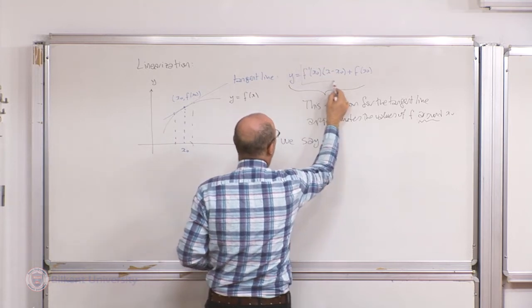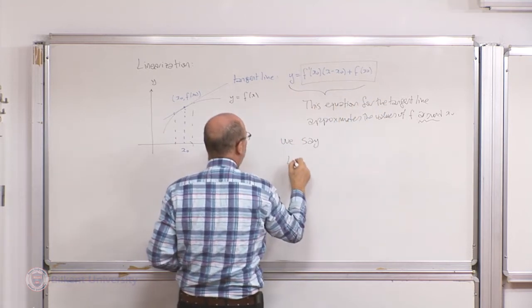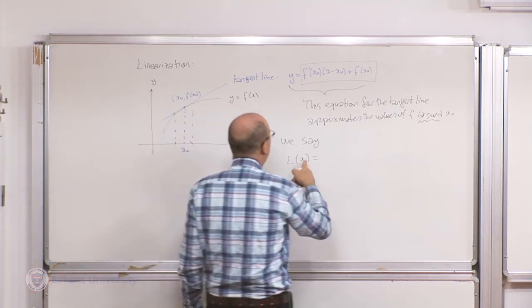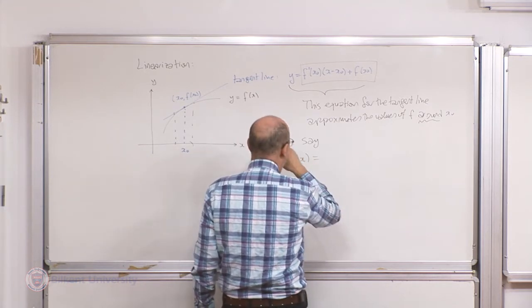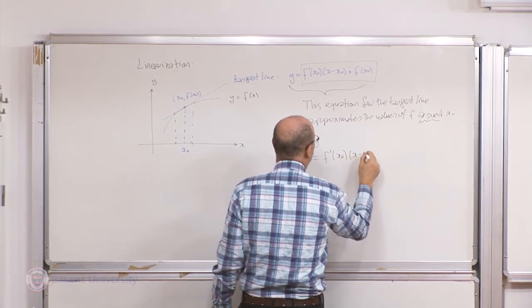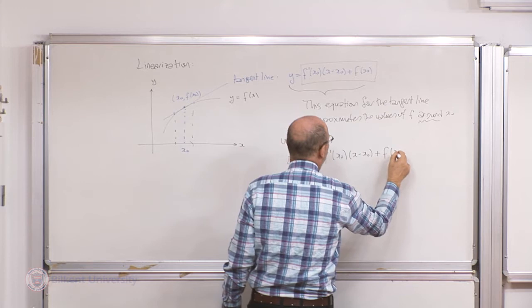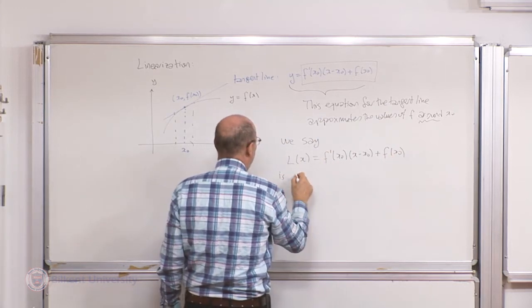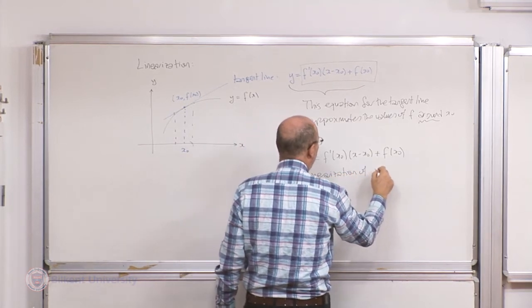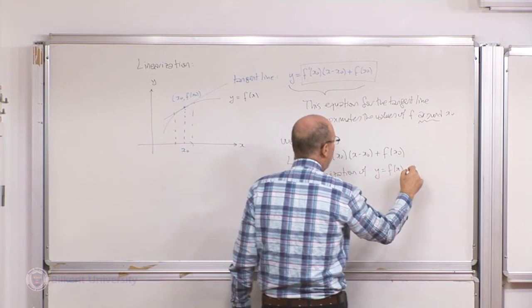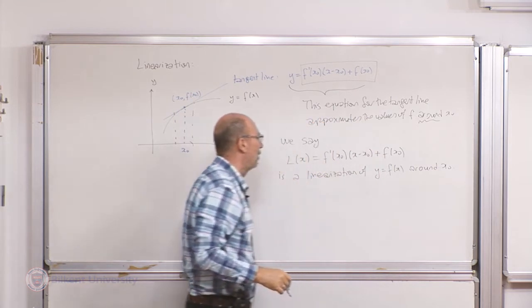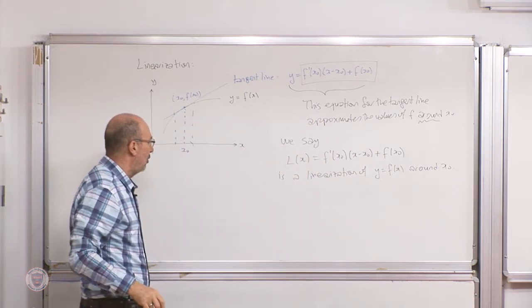we consider this function. Okay, so we call it L of x to suggest linearization. Linearization of f around point x sub 0 is f prime of x sub 0 times x minus x sub 0 plus f of x sub 0. That is the linearization of y equals f of x around x sub 0. Okay, so that's all there is to it.